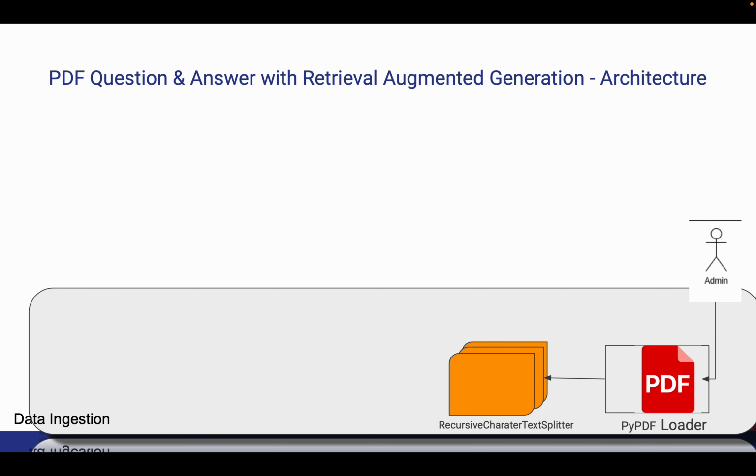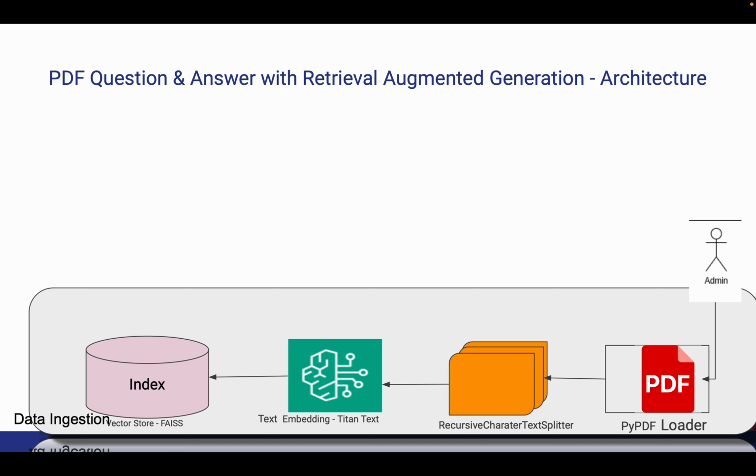For that we will be using the RecursiveCharacterTextSplitter, and once we divide the document into chunks, we will be using a Titan text embedding model, in which we convert the text into embeddings. Once it is converted, we save it into an index database. In this project we will be using FAISS. So that is the basic data ingestion workflow: we have our document, we split it, convert it into embeddings and save it to the database. Now, if a user asks some query, what will happen?